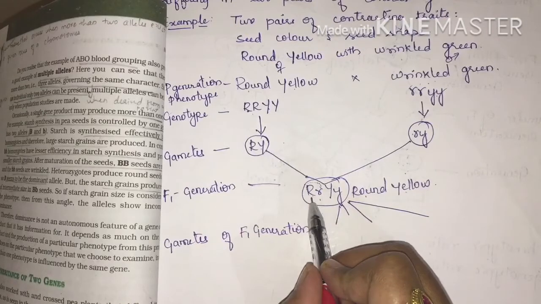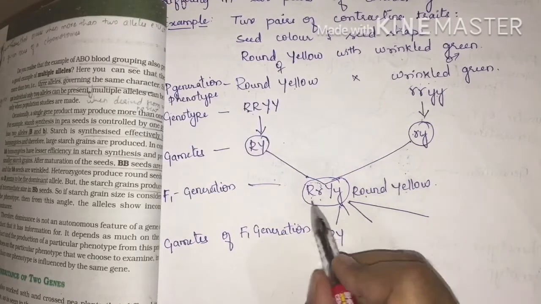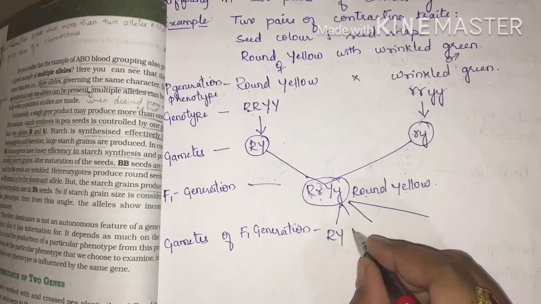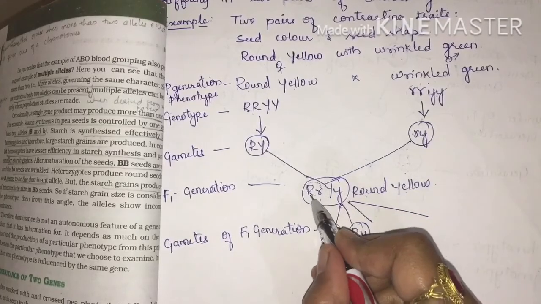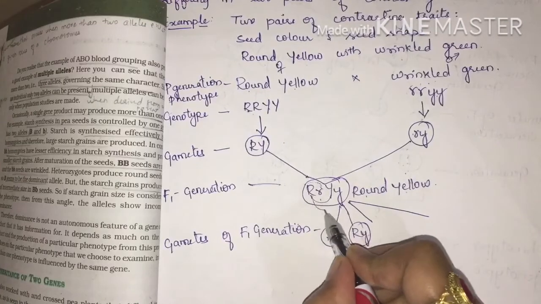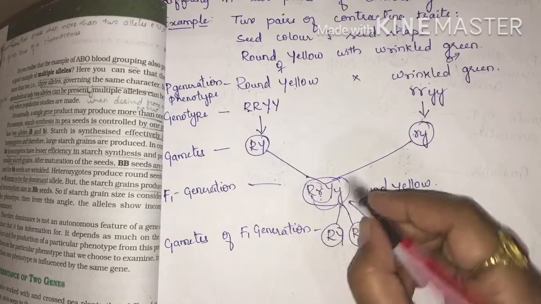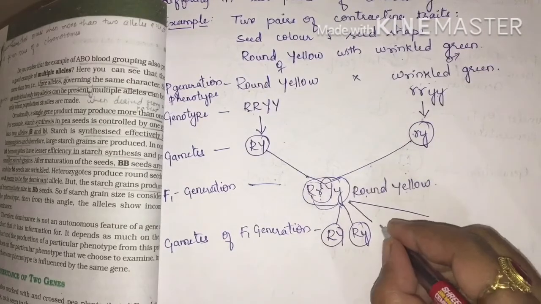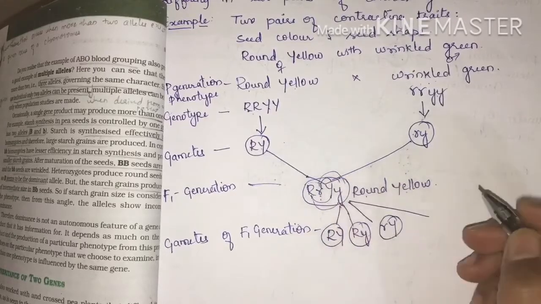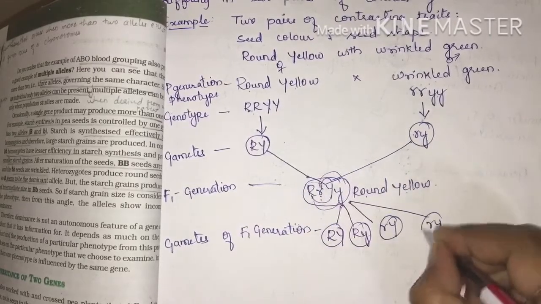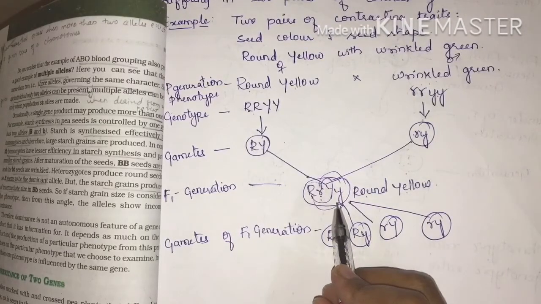First we'll take capital R. It is crossed with capital Y, capital R with capital Y. Then capital R with small y. These are the 2 gametes which we get: capital R, capital Y, then capital R, small y. Then what is left? Small r, capital Y, and small r, small y. These are the 4 gametes which we'll get from one parent.